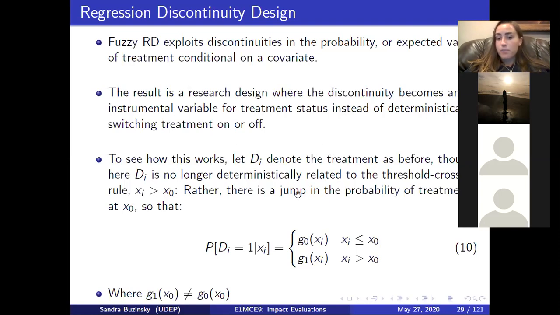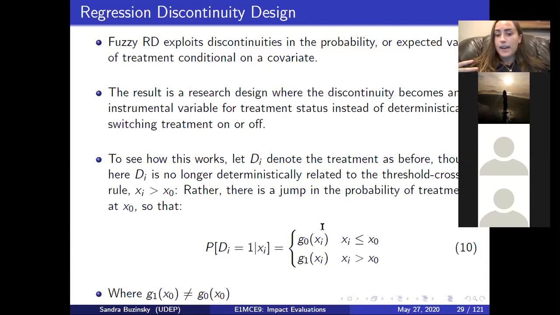So this time there's just a jump in the probability of treatment at the cutoff x_0, so that the probability that you're treated, D_i equals 1, given the poverty score, for example, whatever the running variable is, that's the x_i here. That's going to be g_0 of x_i when x_i is below the cutoff, and then g_1 of x_i when x_i is above x_0. So they're just saying that there are two different functions that explain the relationship between receiving treatment and your poverty index score, or whatever the running variable is.